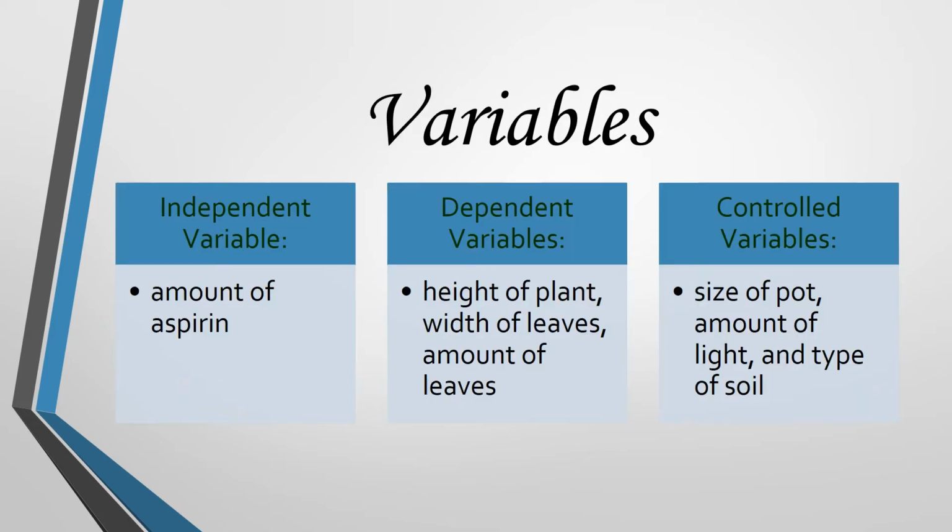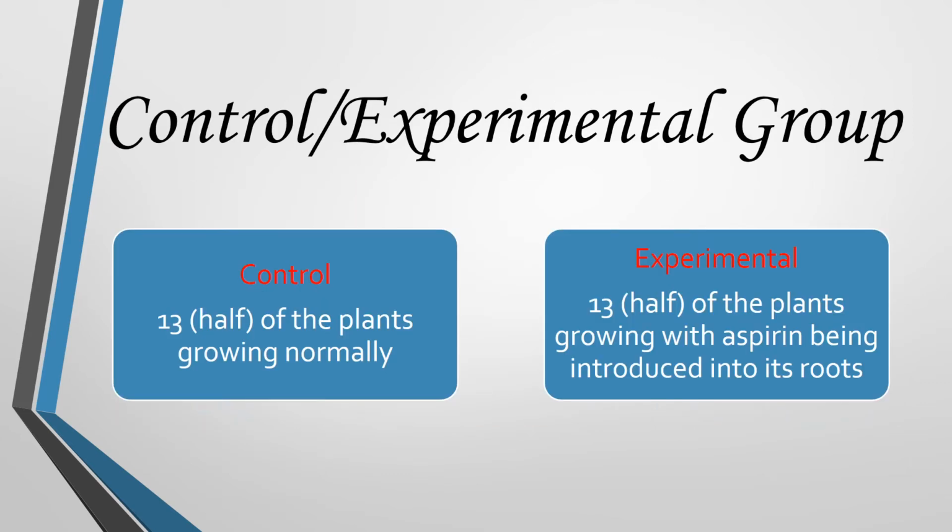The variables of the experiment include the independent variable, which is the amount of aspirin, the dependent variables, which are the height of the plant, the width of the leaves, and the amount of leaves. The control group is the half of the plants growing normally, while the experimental group is the other half, which is being sprayed with aspirin.